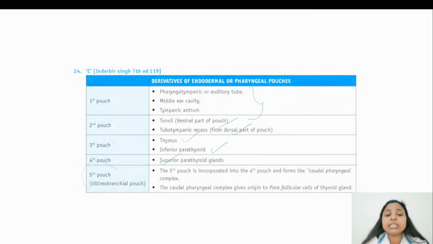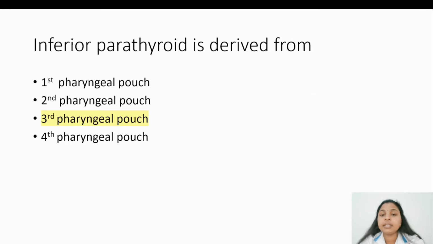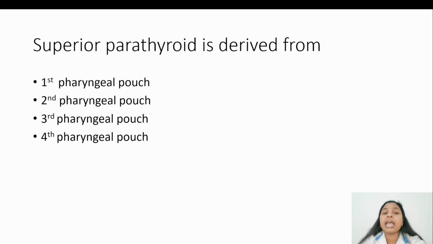The fifth pouch is known as the ultimobranchial pouch. It is incorporated into the fourth pouch and forms the caudal pharyngeal complex. This gives origin to the parafollicular cells of the thyroid gland. So these are the various derivatives of the pharyngeal pouches. What is the answer? The inferior parathyroid is derived from the third pharyngeal pouch, and the superior parathyroid, a direct question, from the fourth pharyngeal pouch.